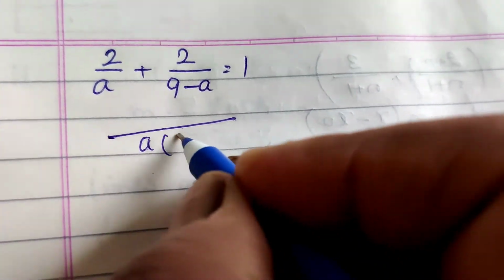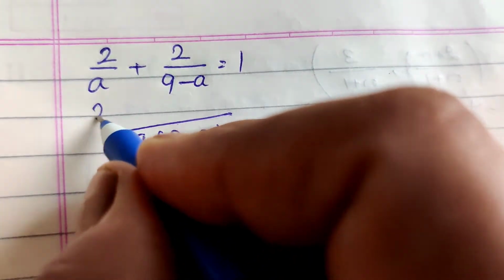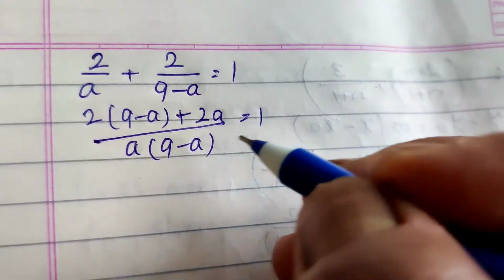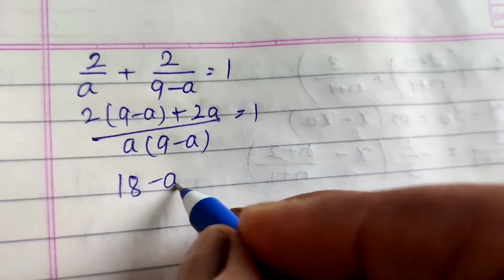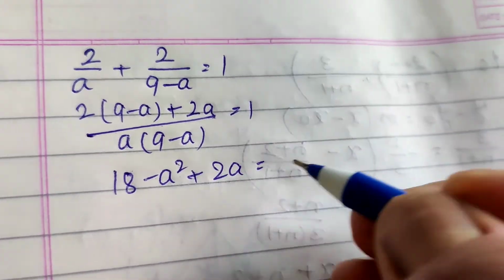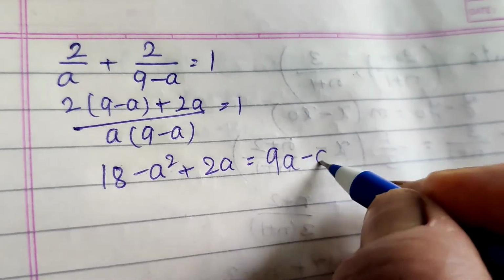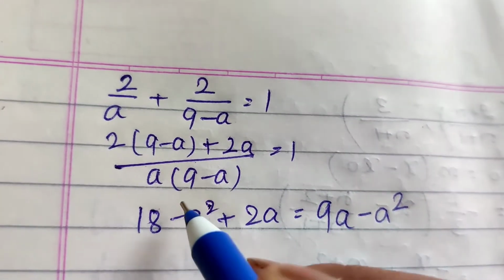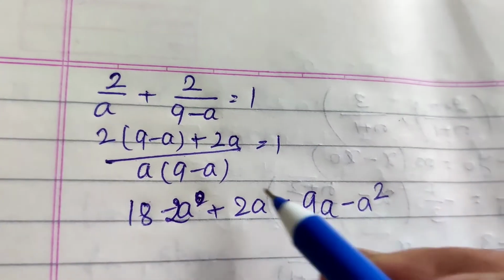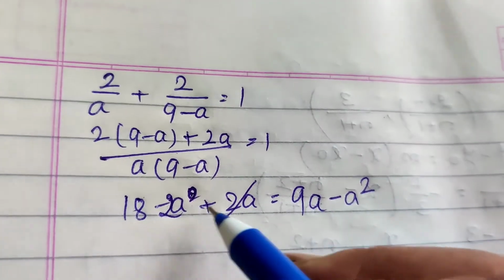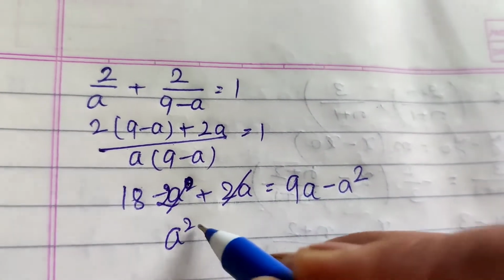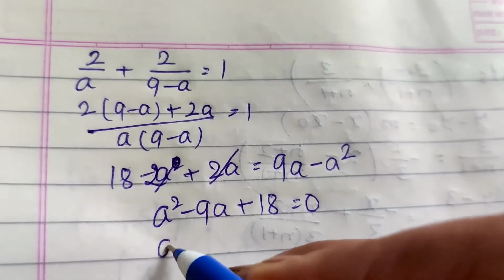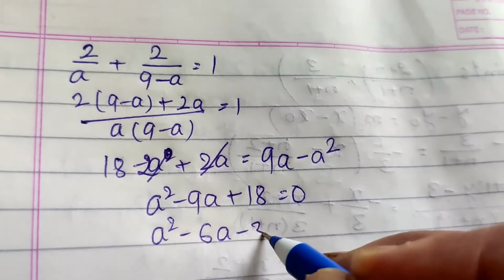Take the LCM. It is equal to 2(9 minus a) plus 2a equals 1 times a(9 minus a). That gives 18 minus 2a plus 2a equals 9a minus a square. Cancel, and the equation is a square minus 9a plus 18 equals 0. Now factorize this: a square minus 6a minus 3a, since 6 times 3 is 18.